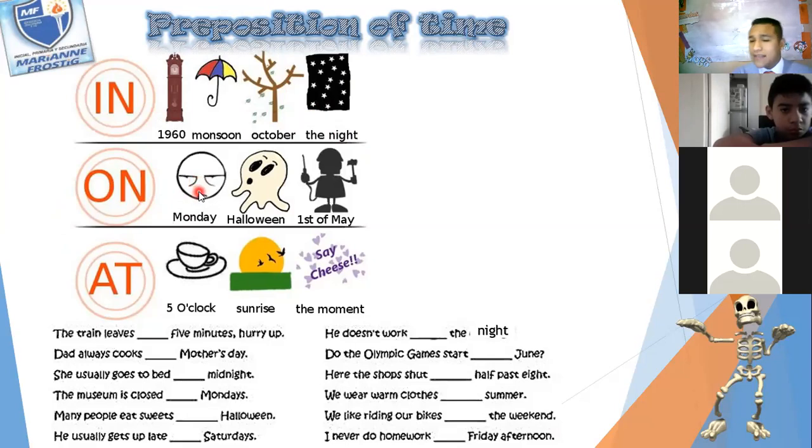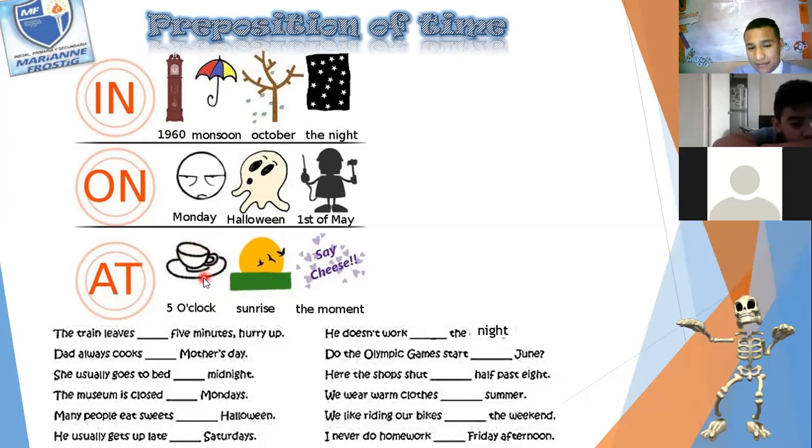Monday, Tuesday, Wednesday, Thursday, Friday, Saturday. Holidays: Valentine's Day, Christmas Day, Halloween, Mother's Day, Father's Day, Independence Day, 1st of May, Workers' Day, okay? Very easy. At with the time, okay? At 1 o'clock, 2 o'clock, 3 o'clock, 1:30, and so on. At the moment. Okay, guys? Very, very easy, the prepositions.